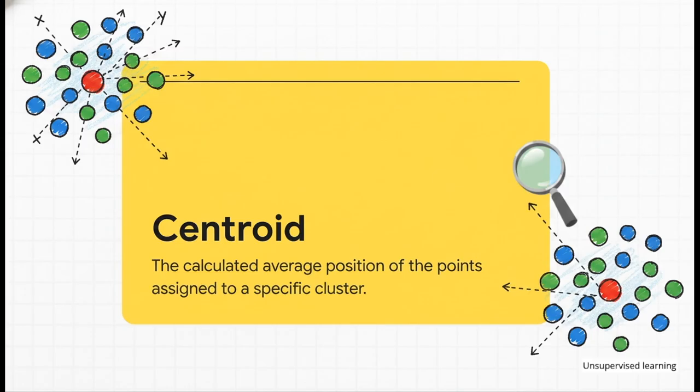And to really understand k-means, you have to understand its heart, which is the centroid. You can kind of think of a centroid as the physical center of gravity for a natural group of data points. It's calculated by literally taking the mathematical average of the x values and the y values of all the points assigned to that specific cluster. It is the anchor that holds a cluster together.